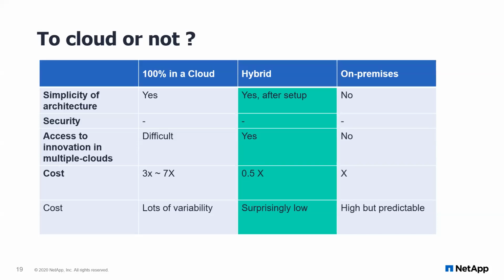So we did try to go 100% into a particular cloud early last year. It's actually fairly successful as far as the deployment goes. But the thing we struggled with was a lot of variability in costs, right? The costs just kept piling up month after month after month, and we just couldn't predict the cost.